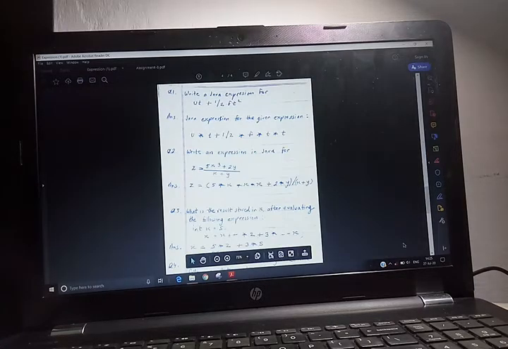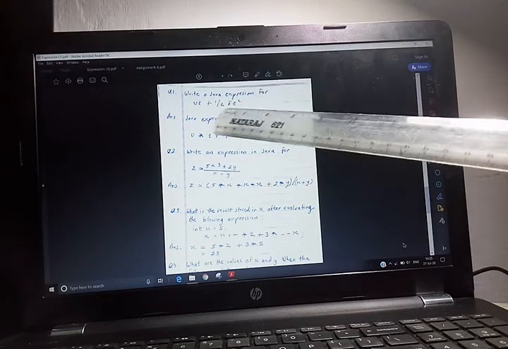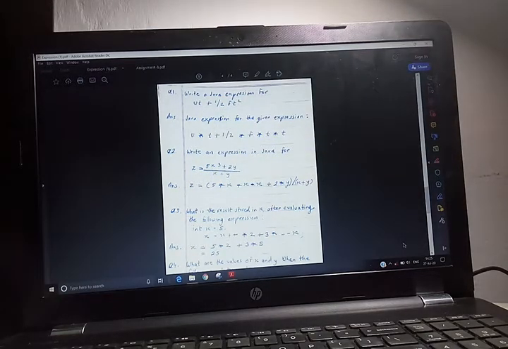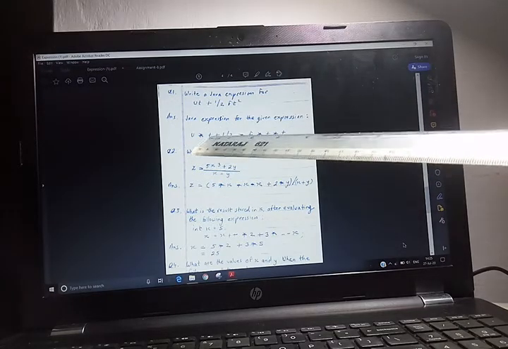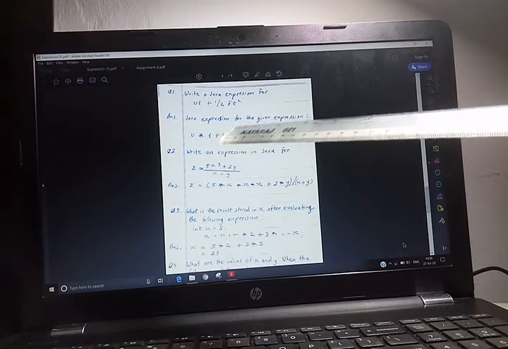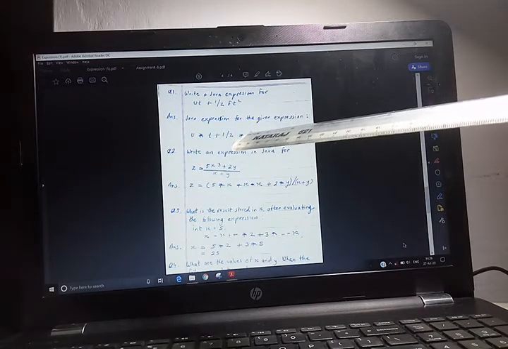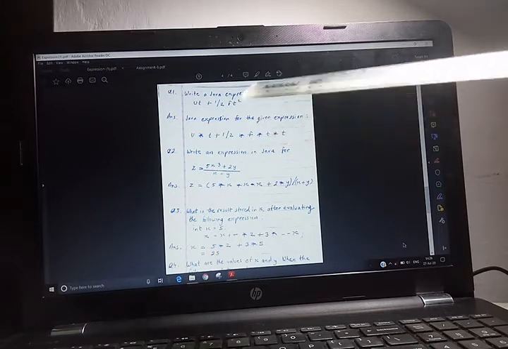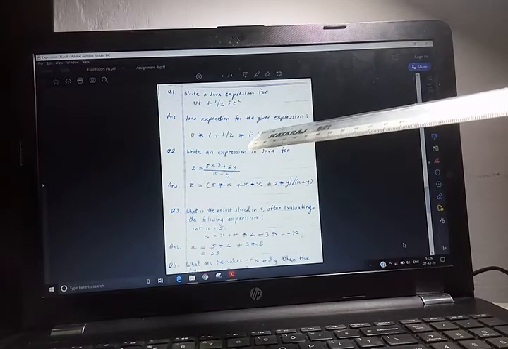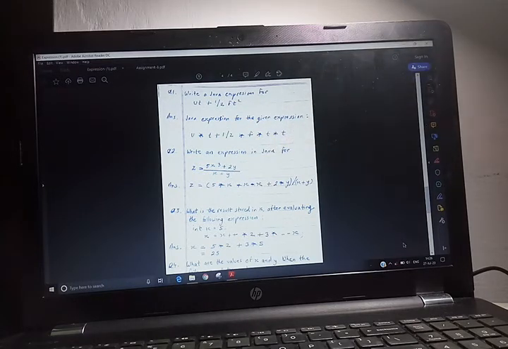Then next are some Java expressions I have given you. All of you see these expressions: ut plus 1 upon 2 f t squared. How are you going to write it? U multiplied by t plus 1/2 multiplied by f multiplied by t to the power 2. So t multiplied by t.